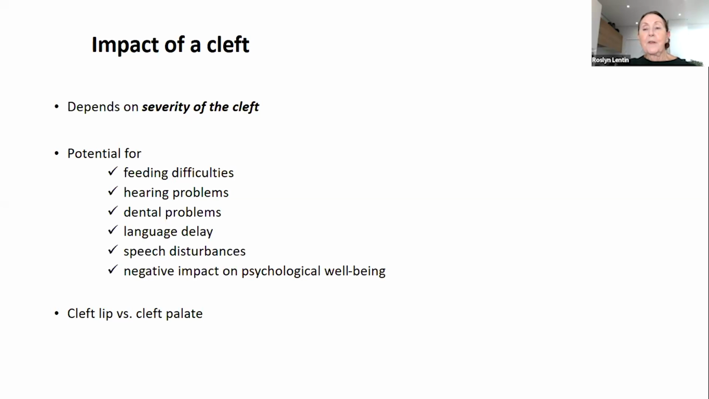It does, of course, depend on the severity of the cleft, and it has a potential to affect feeding. It causes hearing and dental problems. There could be a possible language delay. There's speech disturbances, and then, of course, the negative impact on psychological well-being. For example, a cleft lip affects the aesthetics of the face, but does not impact on hearing, on speech or language delay, just as it would affect any other normal child. Whereas the cleft palate has a normal face, but very definite problems with hearing and language and speech.